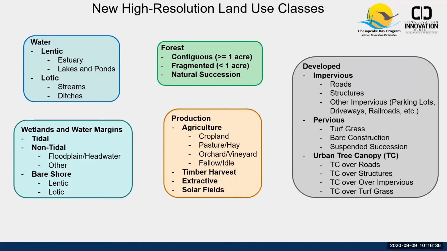We now also have a timber harvest category, the extractive class, which is active mines and quarries, and then solar fields. And then the last one is the developed category, which we have impervious, which is the roads, structures, other impervious, which will include railroads. Pervious, which is turf grass, bare construction is a new one, and then suspended succession, so that's like transmission lines. And then the last one is urban tree canopy, so this will cover any of the tree canopy that doesn't fall into the forest category, so tree canopy over roads, structures, impervious, or turf grass.